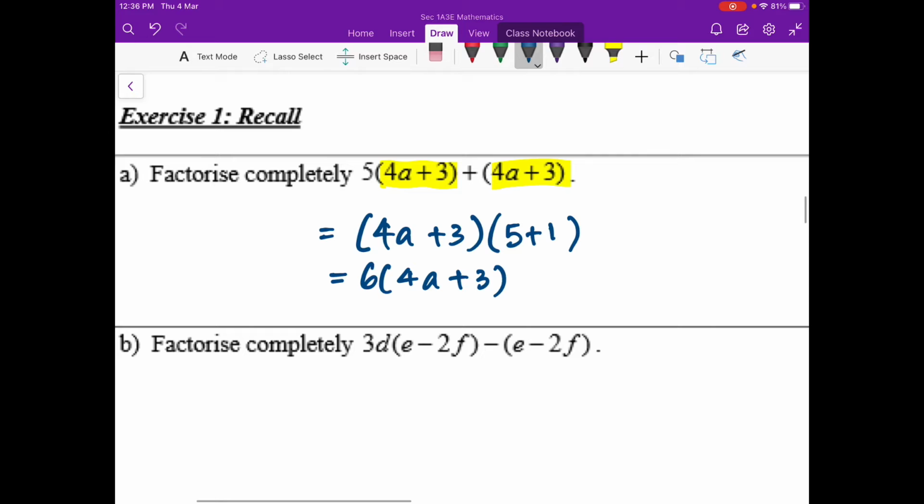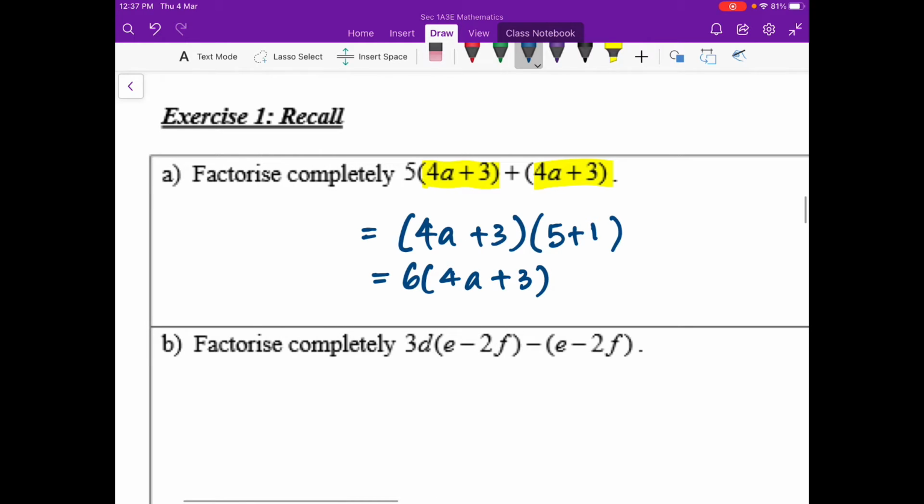Now before we carry on, let's take a step back and take a look at this. 5 times of the highlighted part plus another one of the highlighted part. Does it make sense to get a total of 6 of the highlighted part? Alright, that's what's happening. The next one, part B.